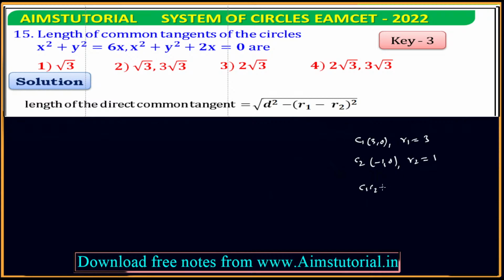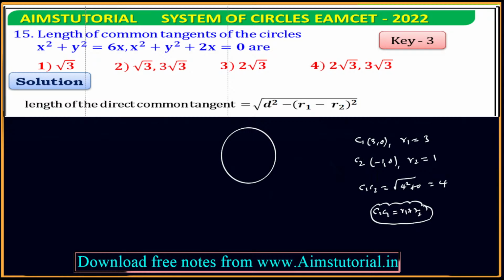And C1C2 is the square root of (3 plus 1) squared plus 0, so 4. So here C1C2 equals R1 plus R2, which means the given two circles touch each other externally. If the given circles touch each other externally, then only the direct common tangents and the common tangent at the point of contact will exist.